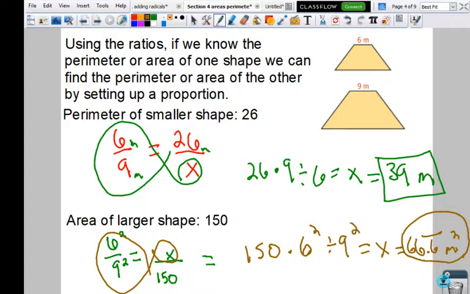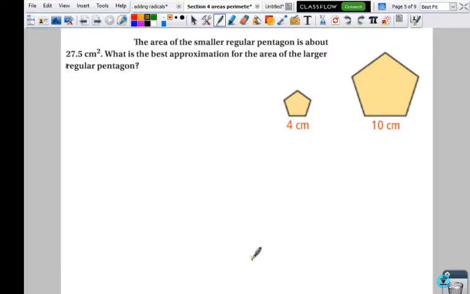All right, so we're just going to practice this today. This is pretty much all we're doing. So, if I'm going to look at these, the area of the smaller rectangular pentagon is about 27.5 centimeters squared. What is the best approximation for the area of the larger pentagon? So, for the area now, we're going to set up a proportion, and we're finding areas, right? So, I'm going to go small over big.